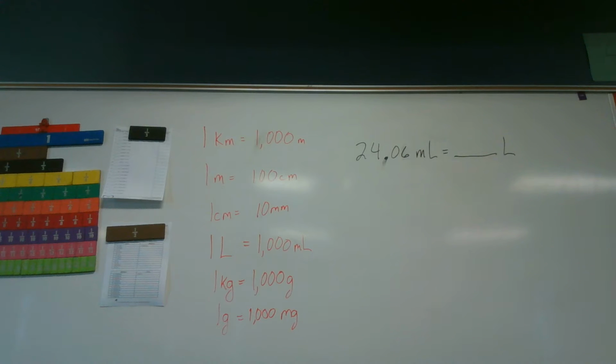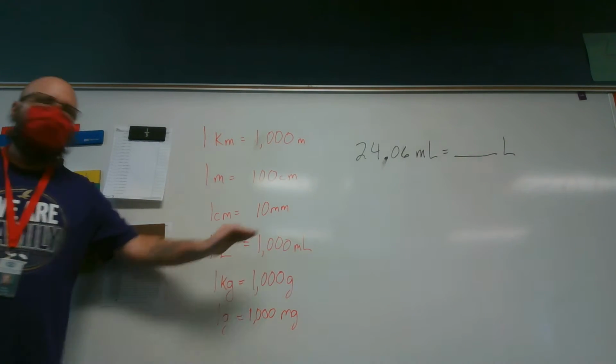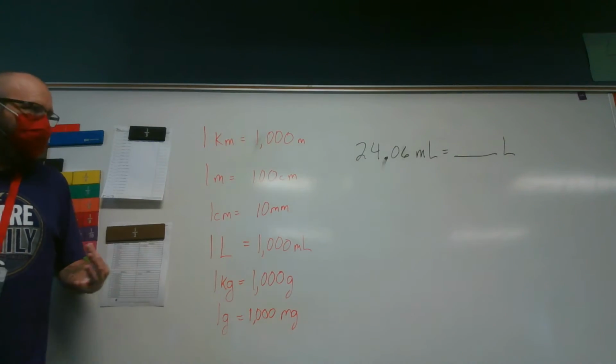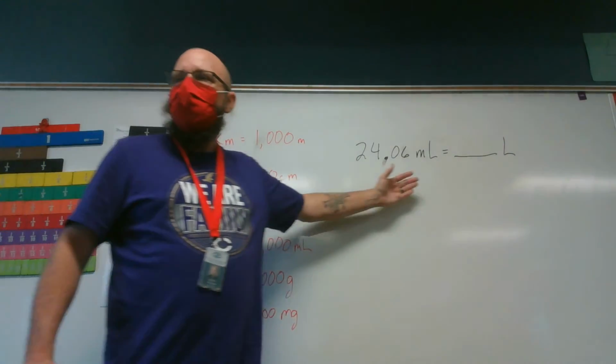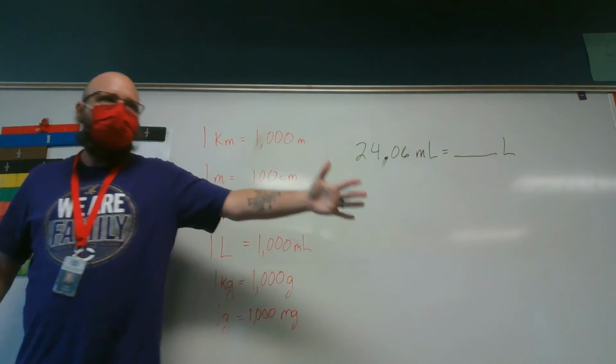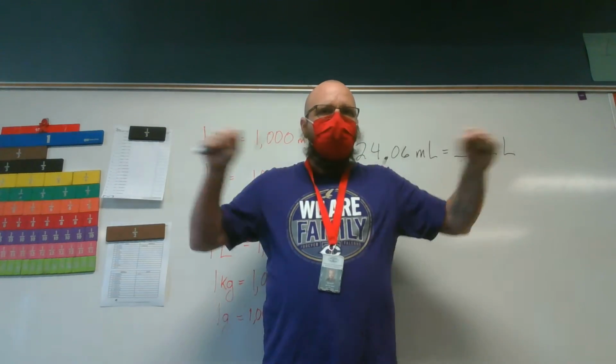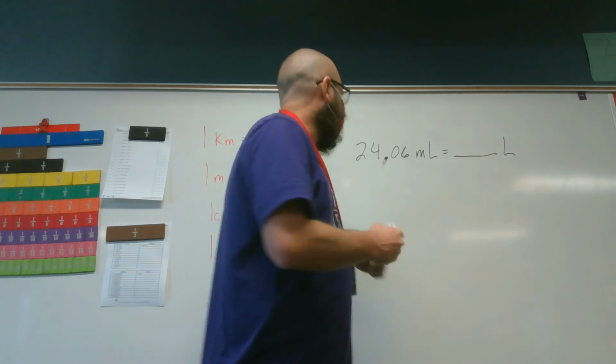Look at that. We look at our formula chart. 1 liter equals 1,000 milliliters. So which is bigger, liters or milliliters? Liters. Which one do we know? Milliliters or liters? Milliliters. So we know the smaller, and we're going to the bigger. So that tells me we're going to divide.